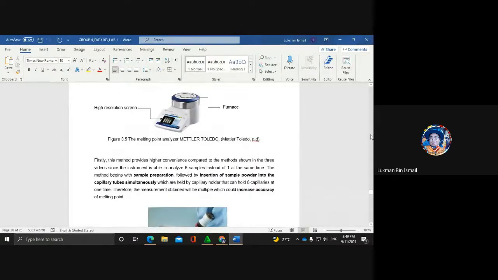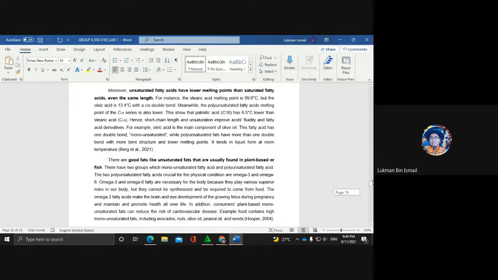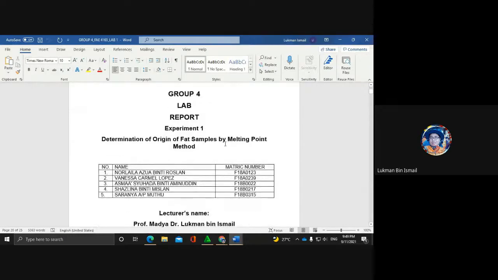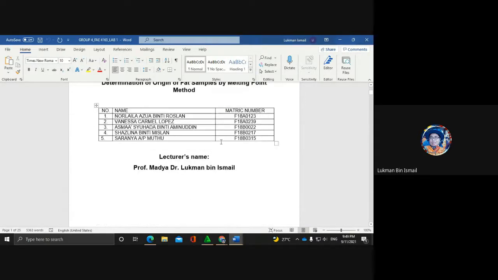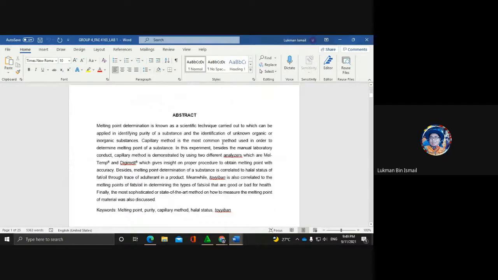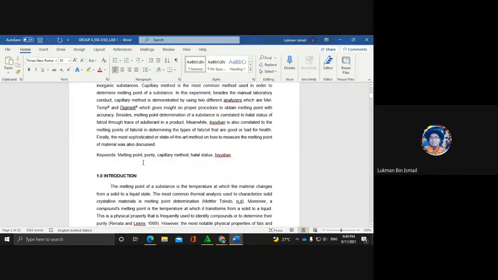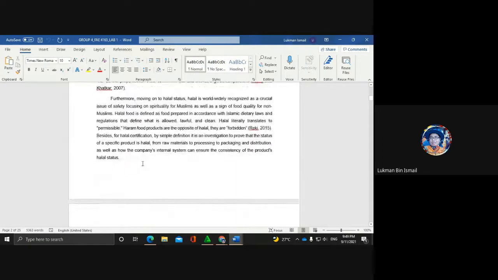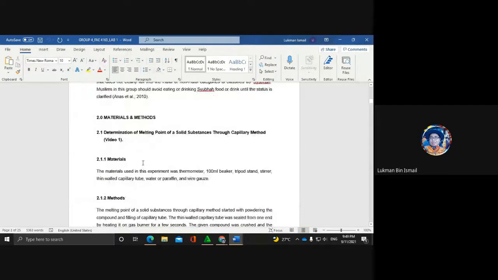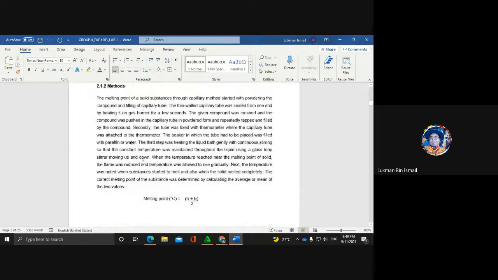Ini group mana? Group 4. Okay. Next is group 4. Nurlaila, Vanessa, Asma, Shazlina, and Saranya. Okay. Abstract, you have abstract. Very nice. Okay, so explaining about the 3 videos and then finally answering the question. Yeah. You have introduction. Okay, materials and methods. So separate the materials and methods.